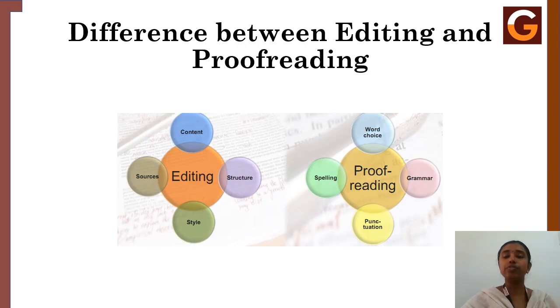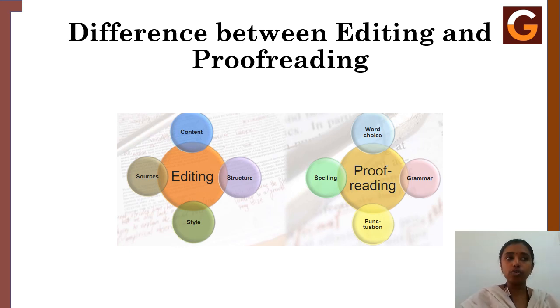And now coming to the differences between editing and proofreading. So the first one, editing. As you know, in the process of editing, we don't go deep into the grammatical and other nuances. It is the surface level where you stick to the content, structure, style, and the sources itself. Whereas in the process of proofreading, we look at the word choice, spelling, punctuation, and grammar. So proofreading sounds highly technical, whereas editing looks into the context, the overall organization of ideas.